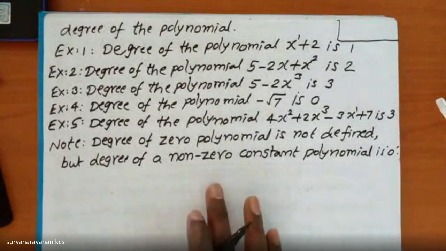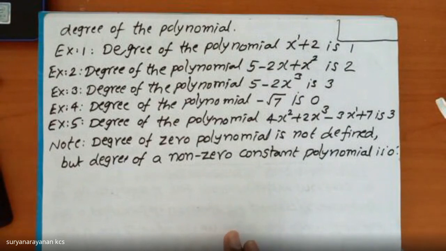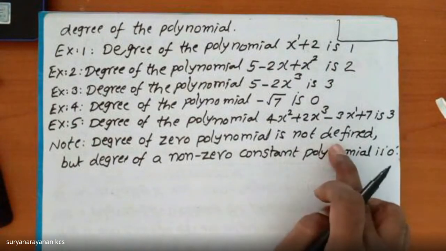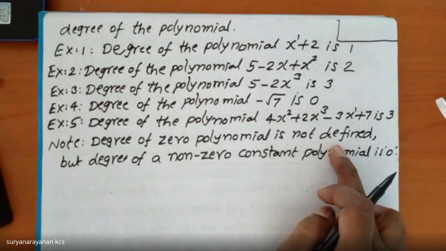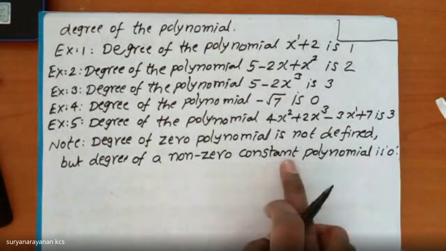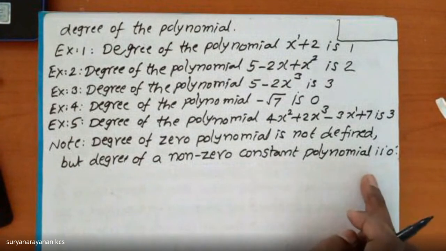These questions will be asked in MCQs. What is the degree of the given polynomial? What is the degree of a constant polynomial? What is the degree of a 0 polynomial? You have to remember these points. Degree of a 0 polynomial is not defined. Degree of a non-zero constant polynomial is 0.